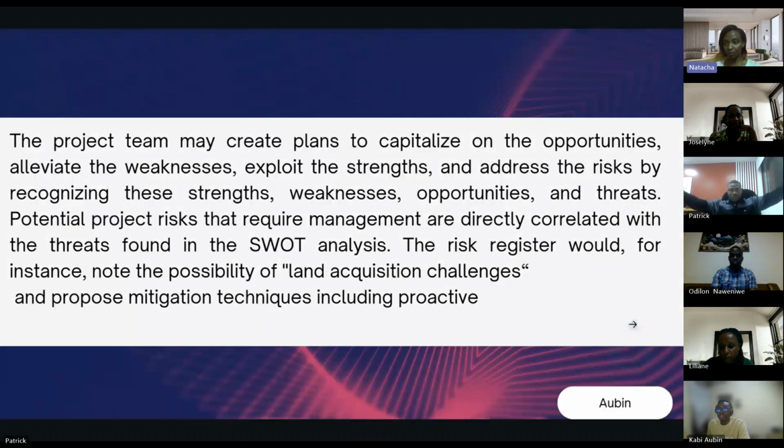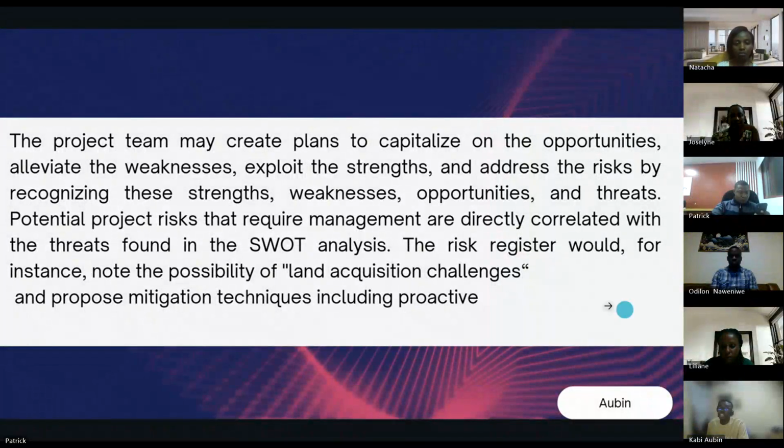Thank you so much, Ms. Isimbi. First of all, what I should add regarding the SWOT analysis is that the project team used SWOT analysis to identify strengths, weaknesses, opportunities, and threats, allowing them to plan strategy to maximize benefit and also address their risks. Next, please.